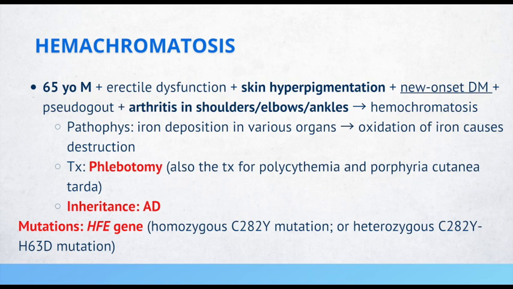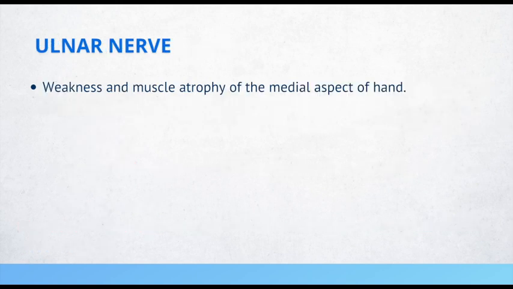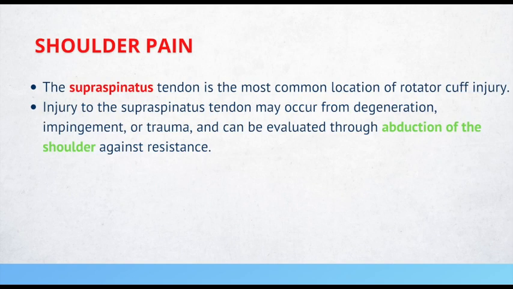If patients have injury or damage to the ulnar nerve, you may note weakness and muscle atrophy of the medial aspects of the hand. The supraspinatus tendon is the most common location of rotator cuff injury. Injury to the supraspinatus tendon may occur from degeneration, impingement, or trauma and can be evaluated through abduction of the shoulder against resistance. Knowing the rotator cuff muscles is very high yield. I have a video that goes through that and I'll be sure to list that in the description below.